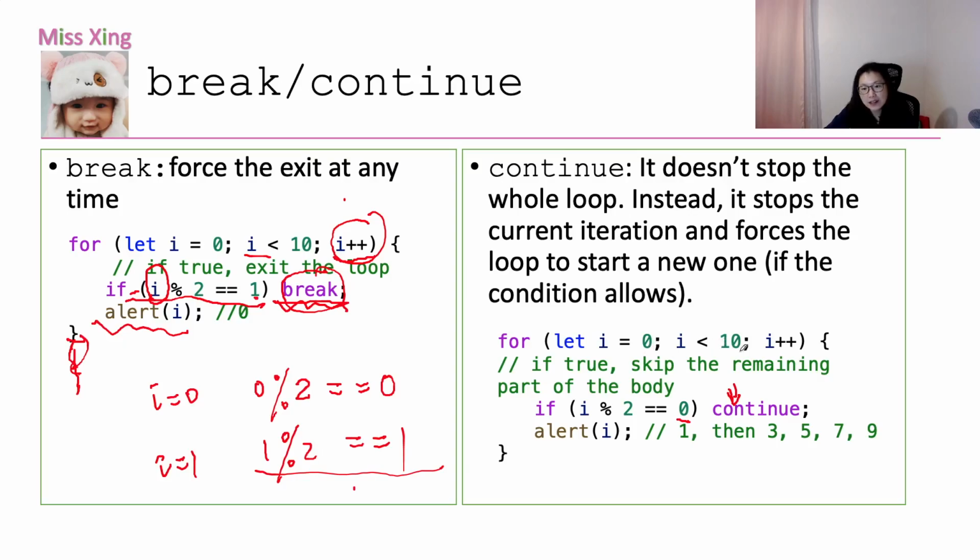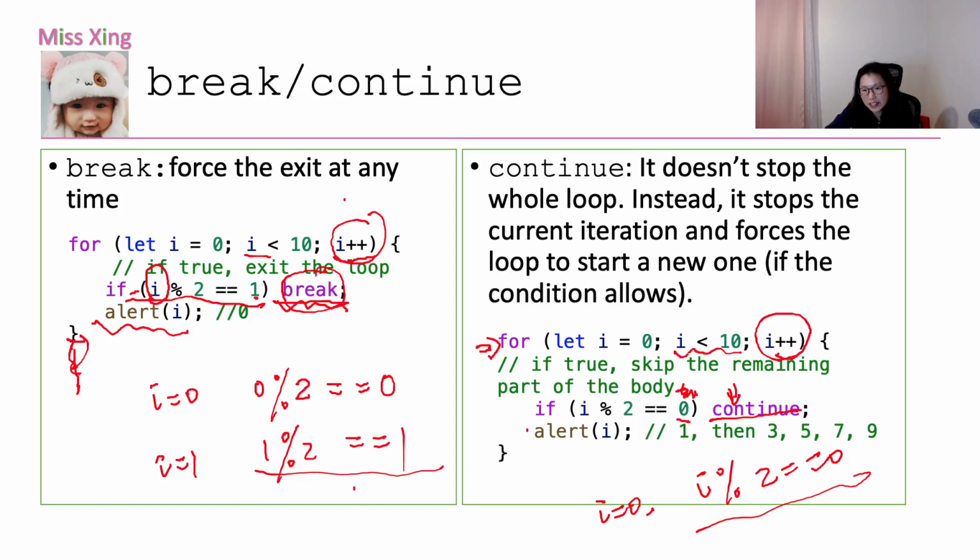So when i is equal to 0, 0 is less than 10, so we execute the body, right? And 0's remainder of 2 is equal to 0, which is true. True is going to do continue. What does continue do? Continue skips all the remaining statements inside the loop body. Then it starts again. First, it will do the step, which makes i equal 1.